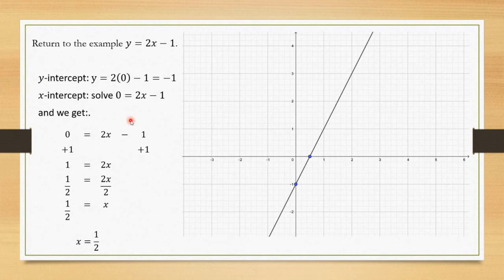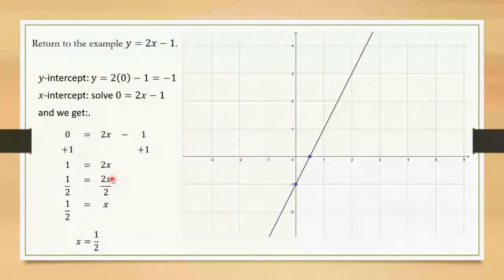And so we end up getting this to solve. And that's what I'm doing here. Just like before, from 1.1, we want to solve this equation. So we add 1 to both sides. Then we divide both sides by 2, because you want to get x all alone, so we get a half. So a half is the x-intercept.